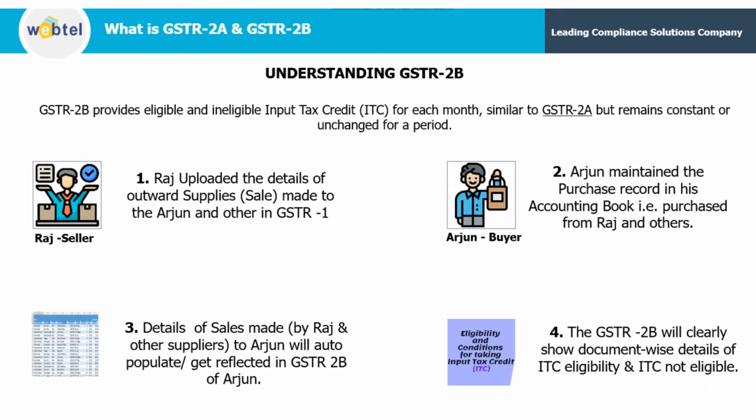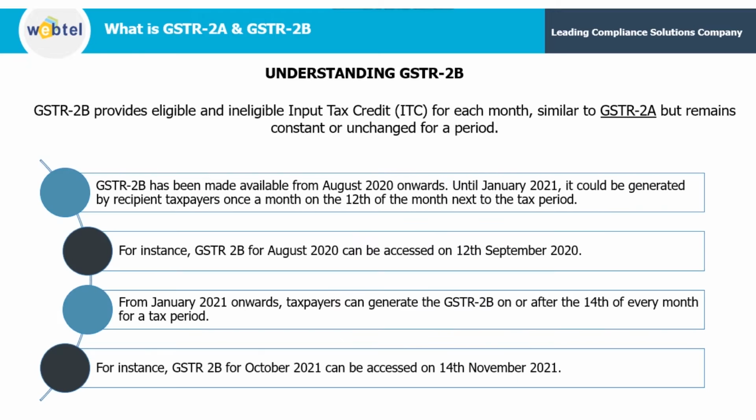But in 2B, Raj had sold the goods, and in the same way he has uploaded that information of the outward supply on the portal, and Arjun has maintained the purchase record, and this detail will be reflected in the 2B. Now 2B will clearly show how much ITC he is now eligible to consider. Whether this ITC he is eligible for or not will be reflected in the GSTR-2B. 2B, as we have seen, provides eligible and ineligible ITC for each month similar to the 2A, but remains constant or unchanged for a period.